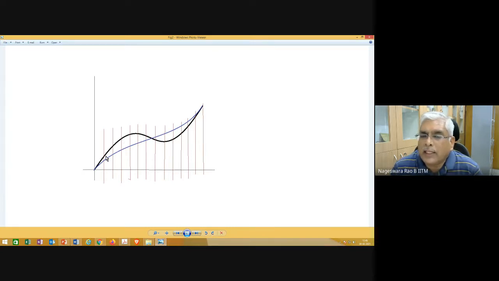And you can see in this portion, the black line is above the blue line. In this portion, the blue line is above the black line. If you define error as the value given by the black line minus the blue line, then the error is going to be positive in this region and negative in this region. When you sum up the entire error, or integrate the error from 0 to 1, it may turn out that the positive gets cancelled with the negative. Okay?